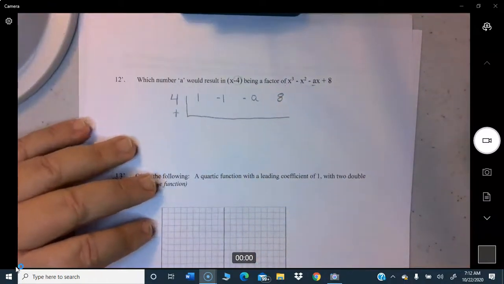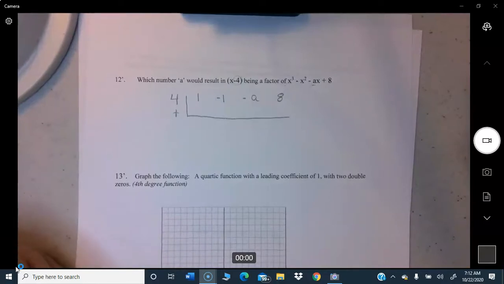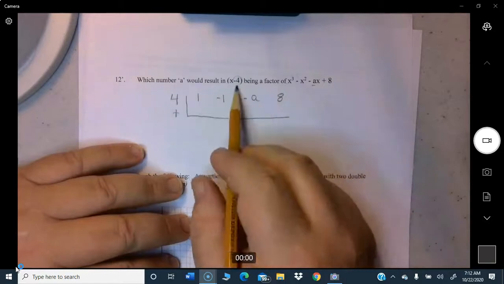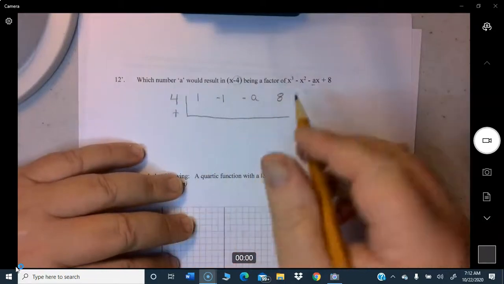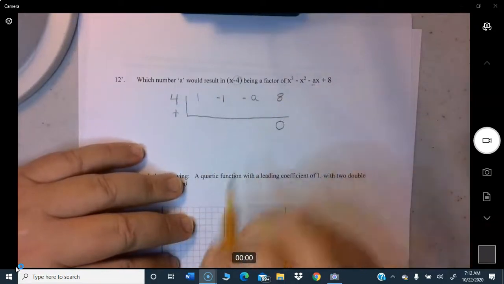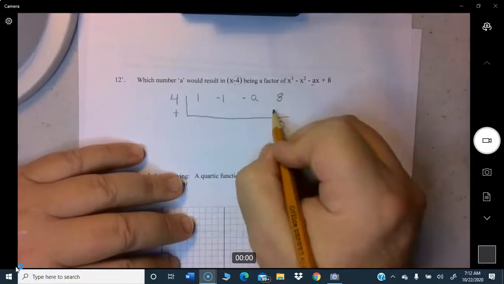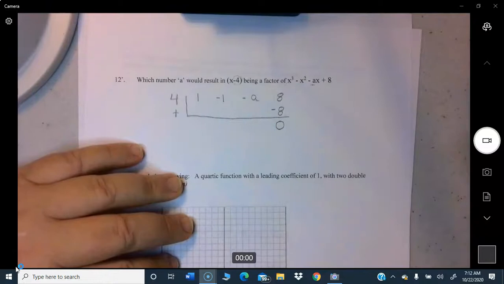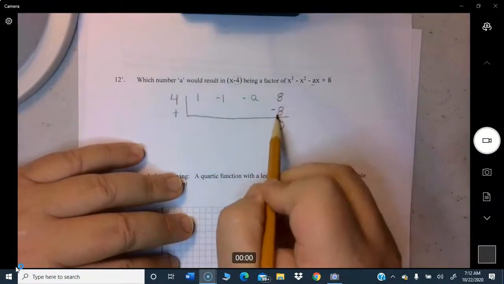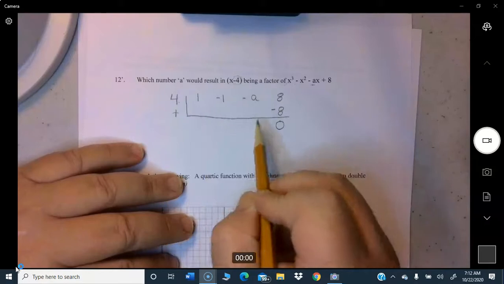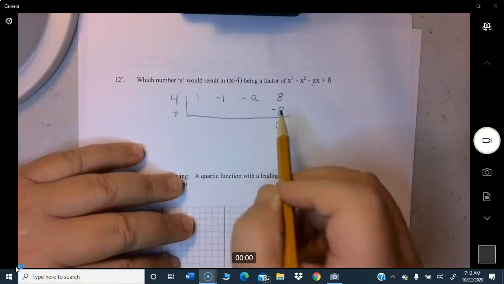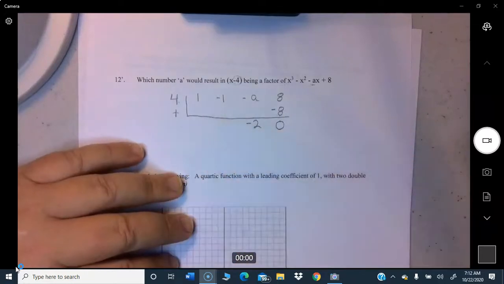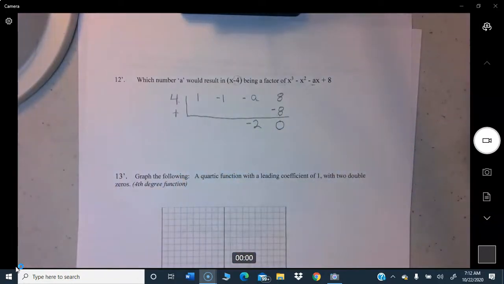Alright, so they just want to see if you can use a little reasoning here to get this. The first thing we know is, if it's going to be a factor, there's going to be no remainder. If there's no remainder, this last term is going to be 0. If this last term is 0, this term has to be negative 8. So you can fill those in right away. All right, if this is going to be negative 8, then 4 times this number is going to have to be negative 8. So that's going to be negative 2.